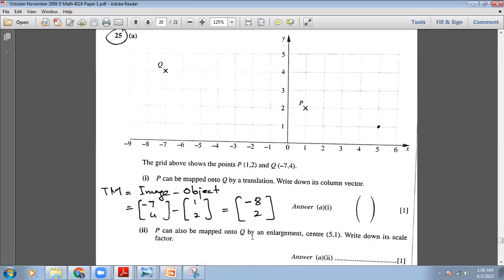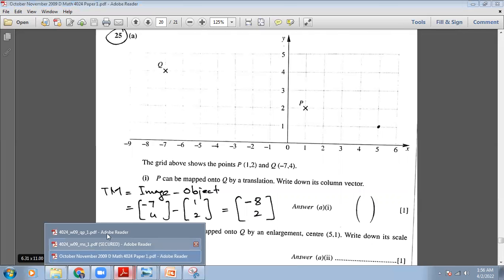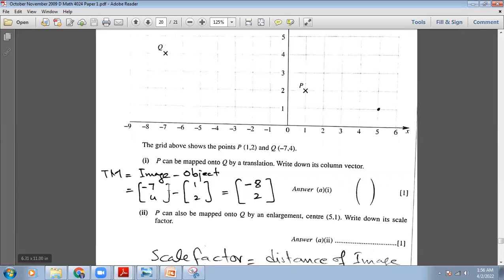Then he says the P can also be mapped onto Q by an enlargement, center (5, 1). Write down the scale factor. You see, this is the object, this is the image, this is the center of enlargement. You simply have to draw a line here and continue it. So the distance of the image from the center of enlargement divided by the distance of the object from the center of enlargement. With the help of the scale, you can easily measure it.